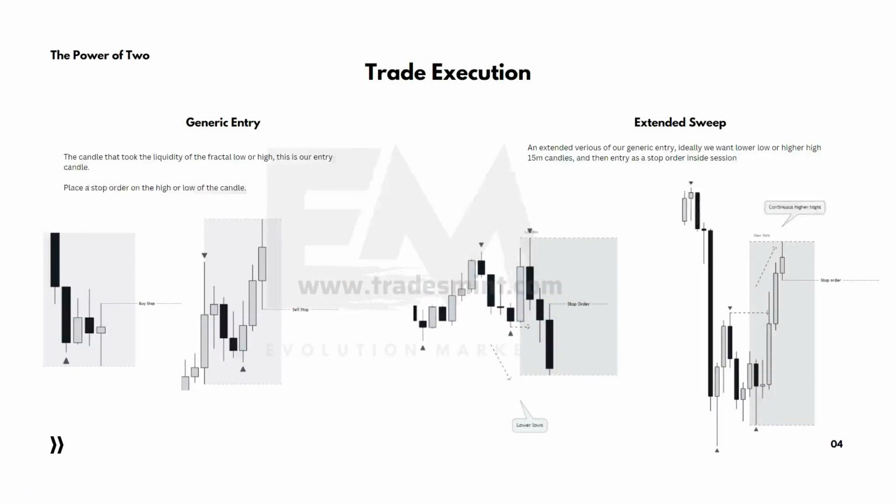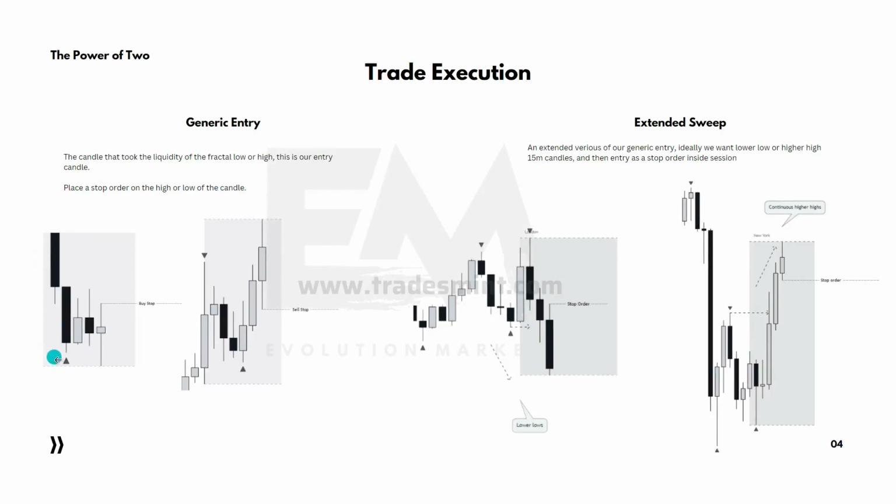So by now, you're familiar with the 4-hour range building, 4-hour directional bias, and the scenarios that can play out. Now let's touch on the trade execution. If we look at a generic entry from the basic trade plan series, the candle that took liquidity of the fractal low or high is our entry candle. We want to place a stop order on the high or low of that candle.